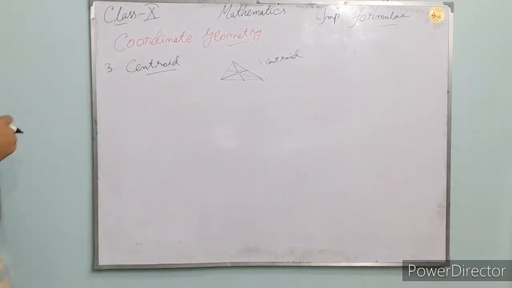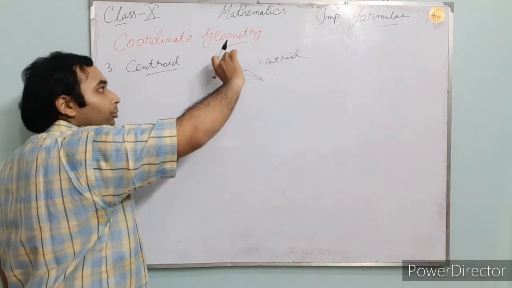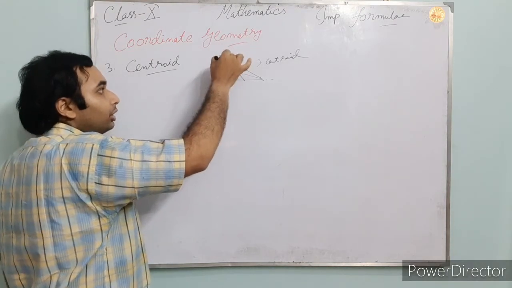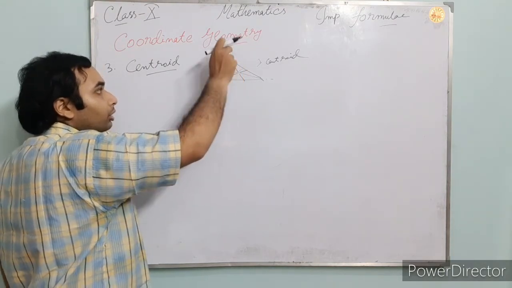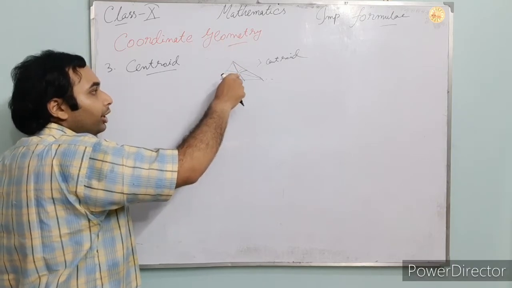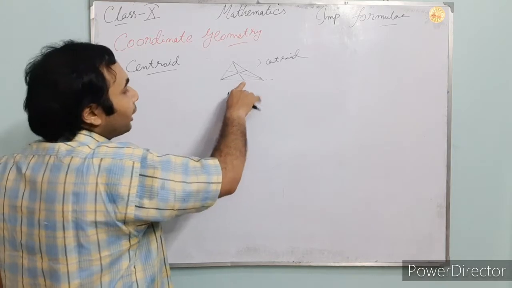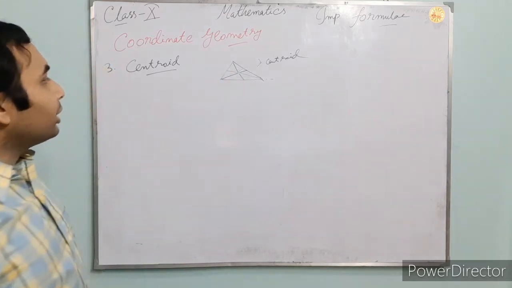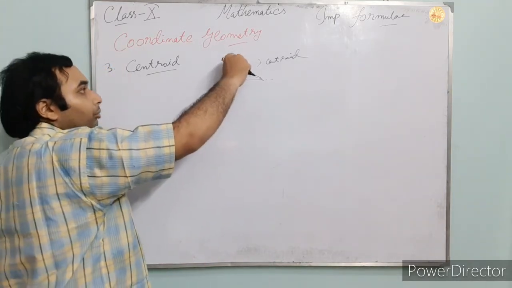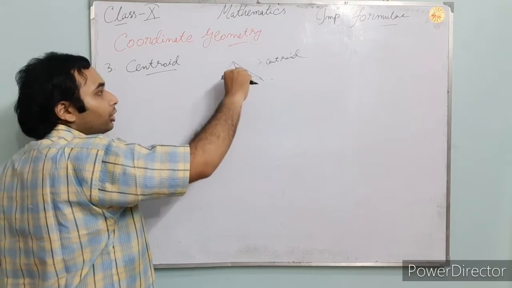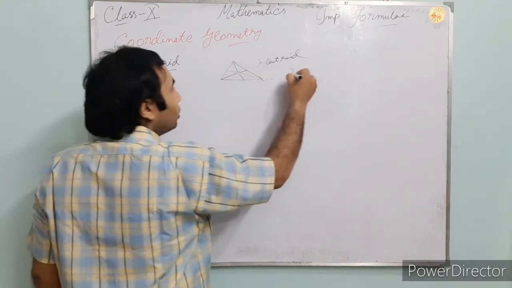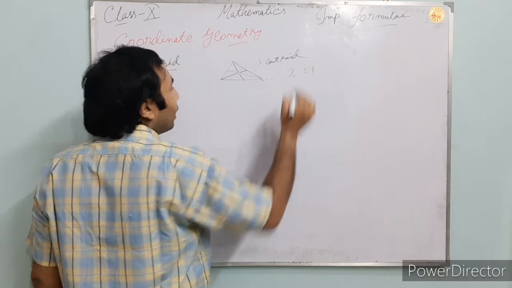This is the centroid. So the ratio from the vertex to the centroid and centroid to the midpoint. Actually, median means they will meet at the midpoints of the corresponding sides. So from the vertex to the centroid and centroid to the midpoint, the ratio will be 2:1 always.